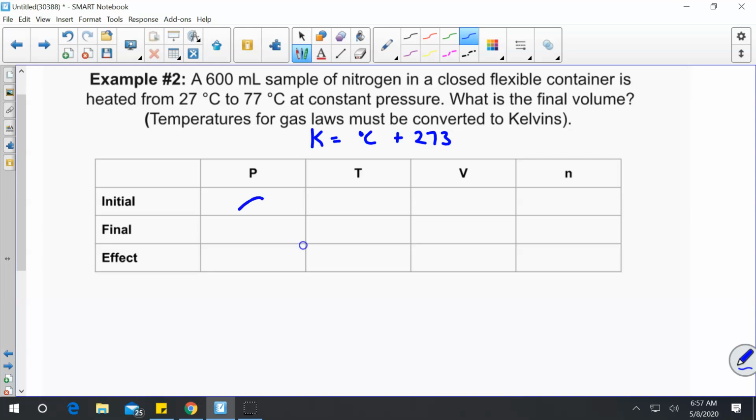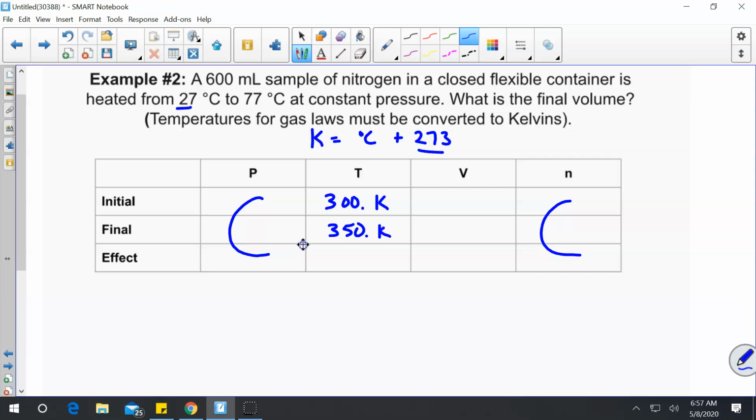So to mark, my pressure is constant, and I have this in a container that is closed, so I'm not going to change any particles in there. The temperature originally is 27, adding the 273 is 300 Kelvin, and then my other temperature that I'm changing it to is 350 Kelvin.